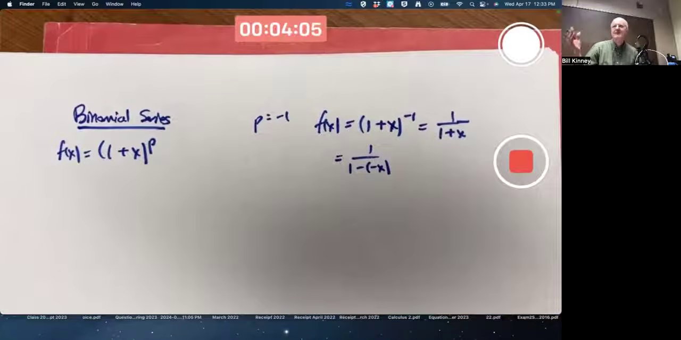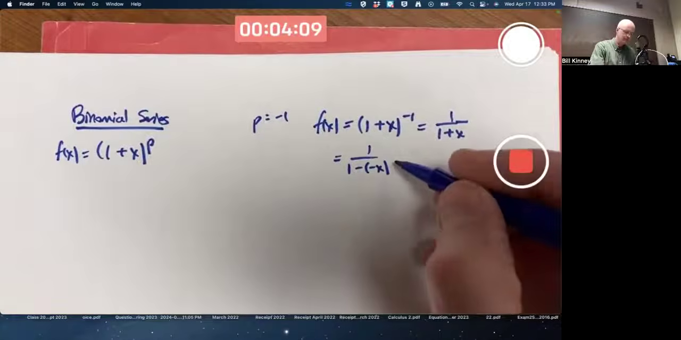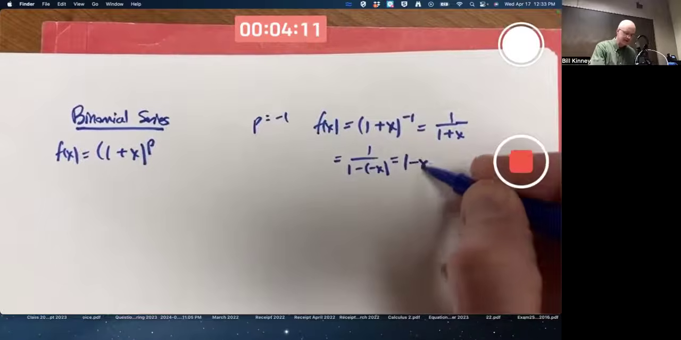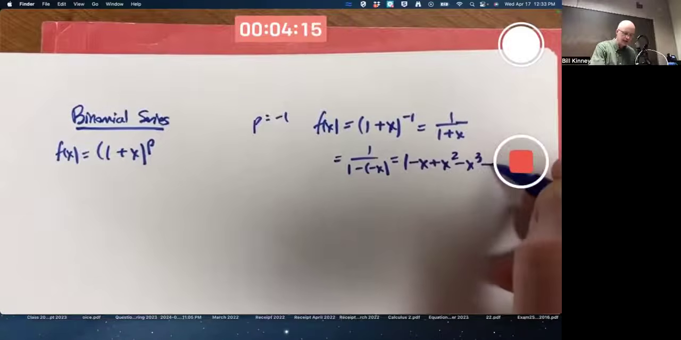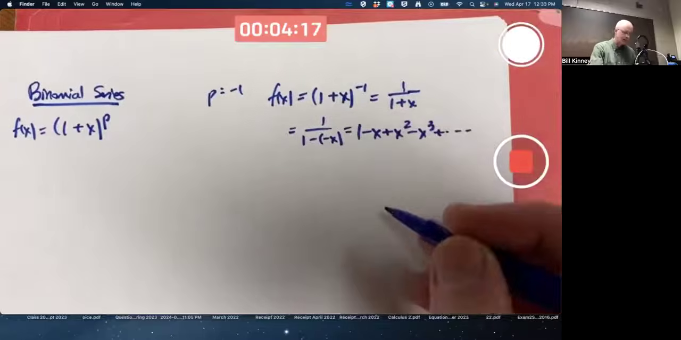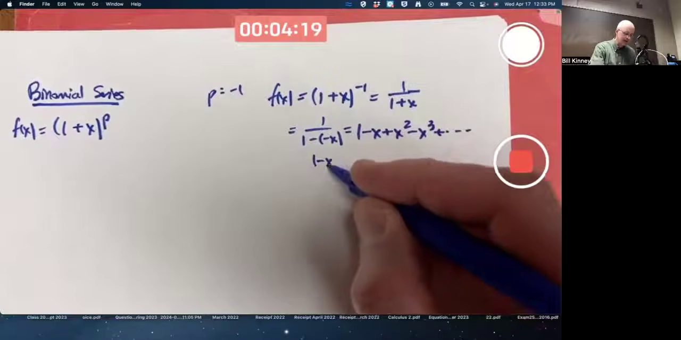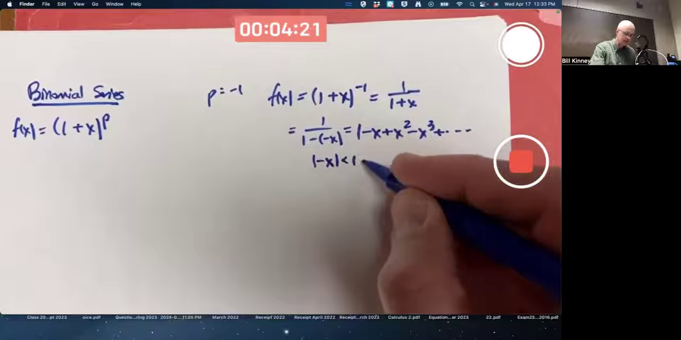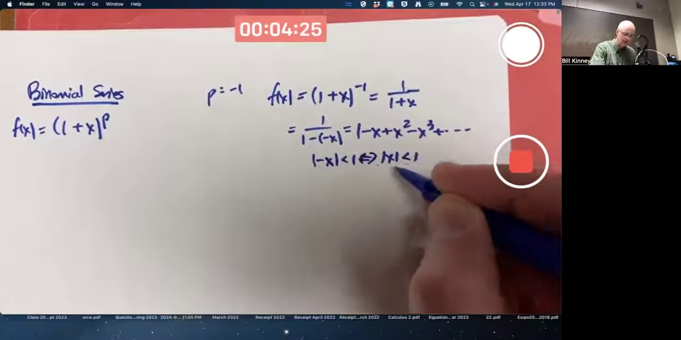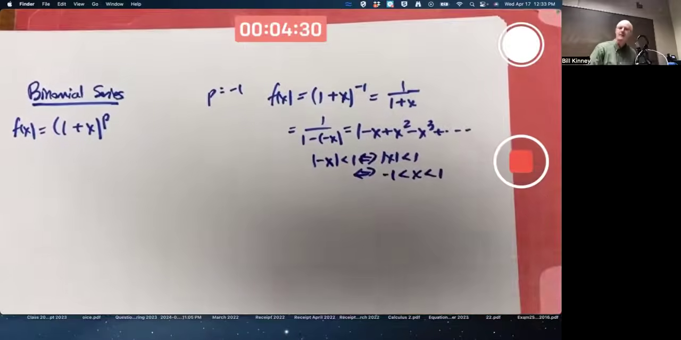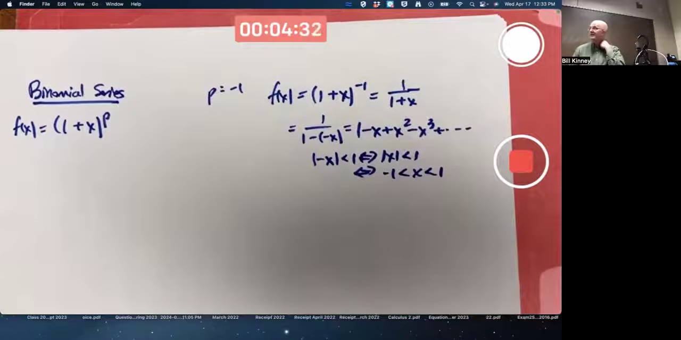Therefore, it sums to a + ar + ar^2 + ar^3 + ..., which turns out to equal this, as long as that common ratio is less than 1 in absolute value. In this case, the absolute value of -x is less than 1, which means the absolute value of x itself is less than 1, which means x is between -1 and 1. So we already know what the answer is when p is -1.